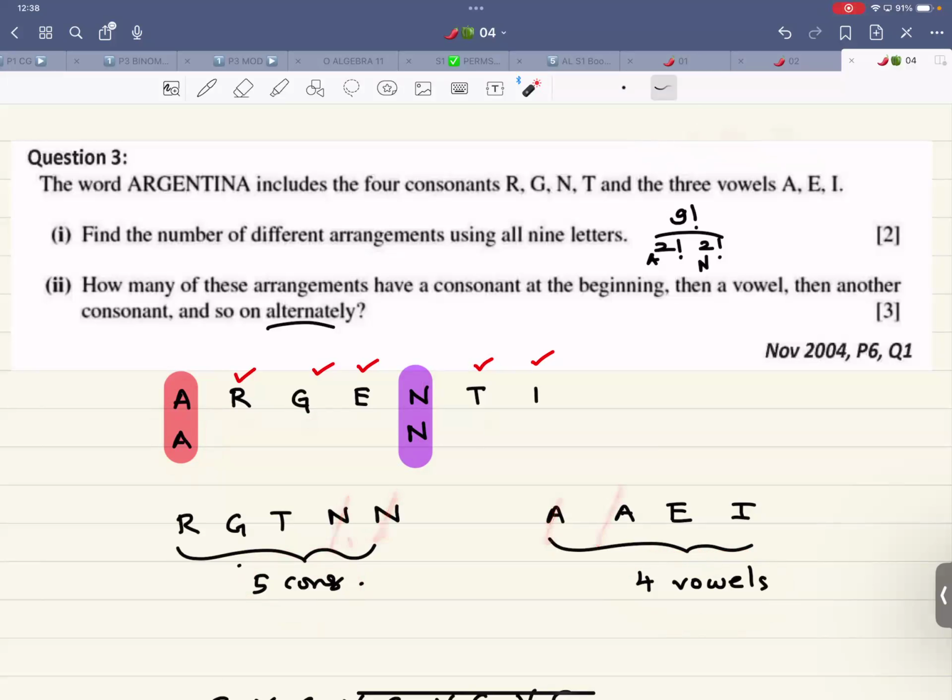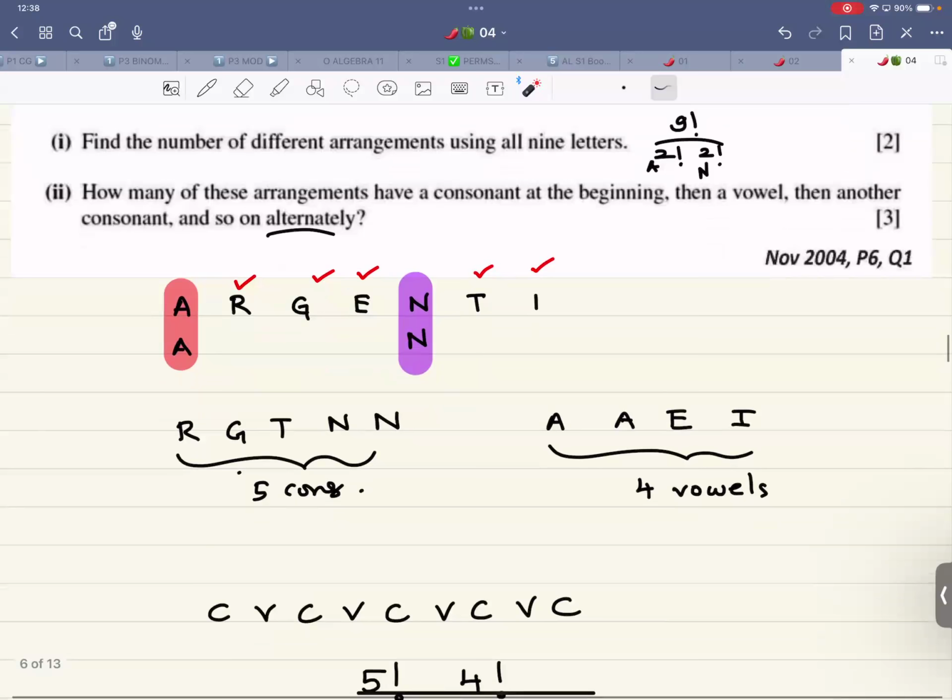Yes, 2 A's are there. Find the number of different arrangements using all these 9 letters. Over here they have written 9. So now this is 9 factorial divided by 2 factorial for the A's, 2 factorial for the N's. Whenever you have a question like this, first break it out so that you have clarity on exactly what you're working for.